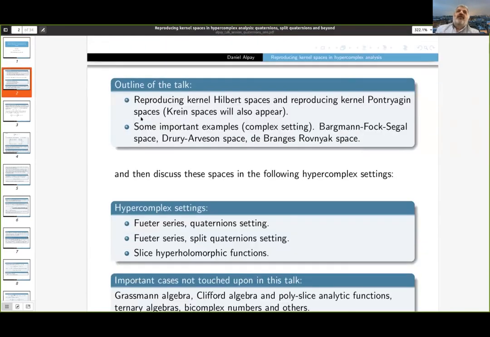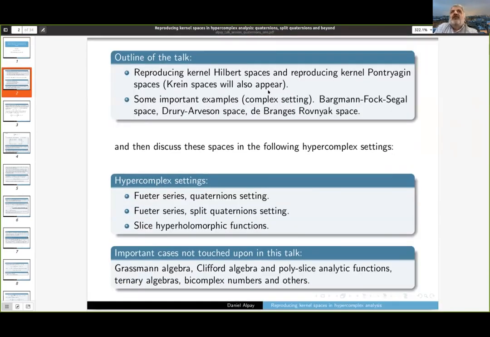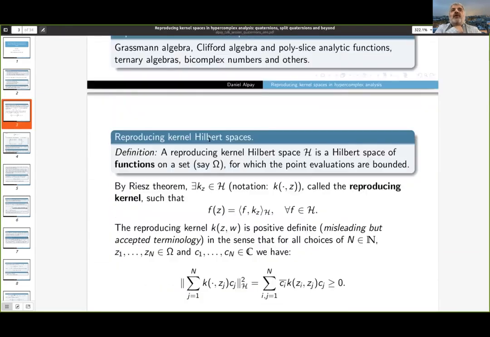I will discuss some definitions, and then the Bergman-Fock-Segal space, the Drury-Arveson space, and the de Branges-Rovnyak spaces. And then we will see them in the setting of power series for quaternions and split quaternions. I would like to mention there are very important cases I will not touch upon in this talk, like the Grassmann algebra, Clifford algebra, polyanalytic functions, ternary algebra, bicomplex numbers, and so on. But I will give some references at the end of the talk.